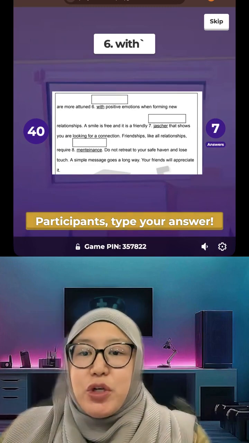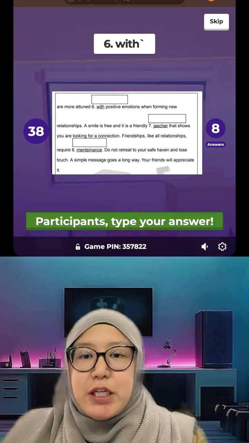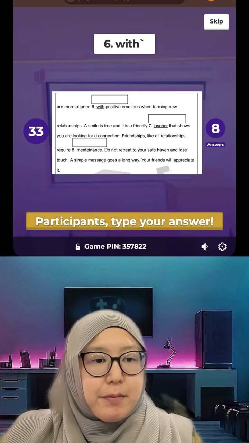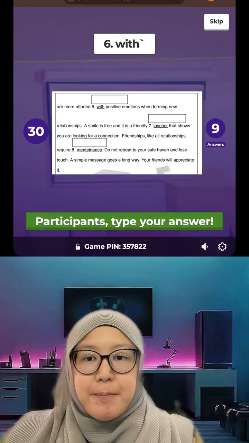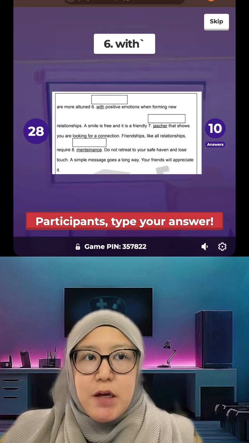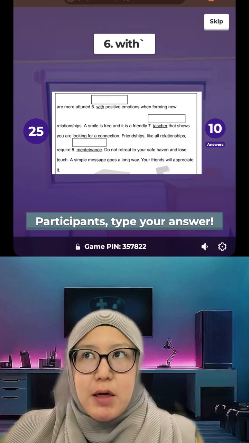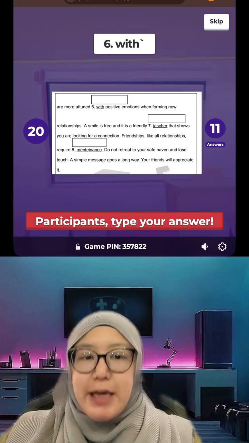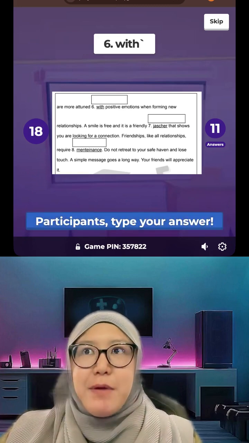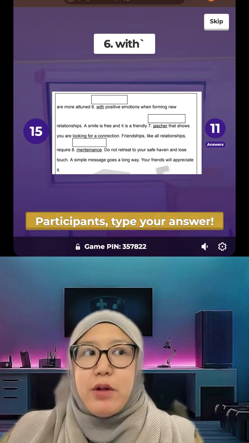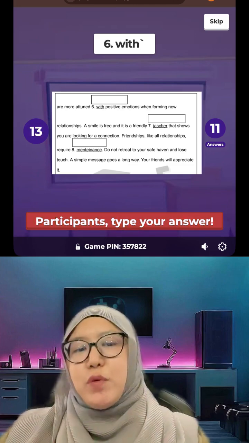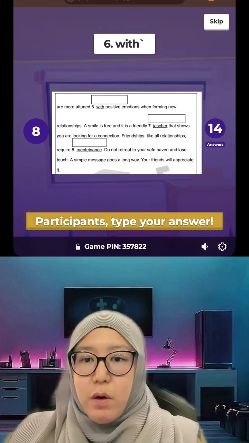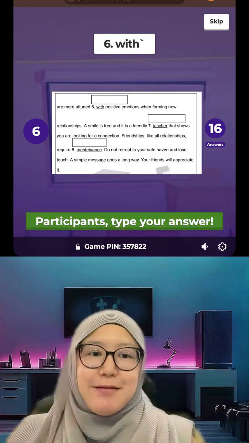I'm more attuned with positive emotions when forming new relationships. If you were there last week, we had similar questions regarding this grammatical error. Last time it was about resemblance with or resemblance to. So which one is correct? This time it's attuned with or attuned to?